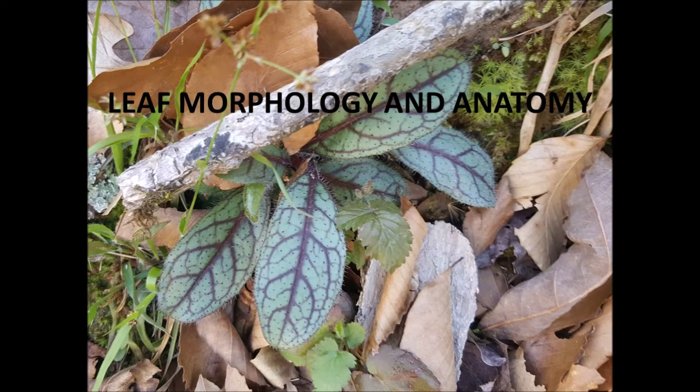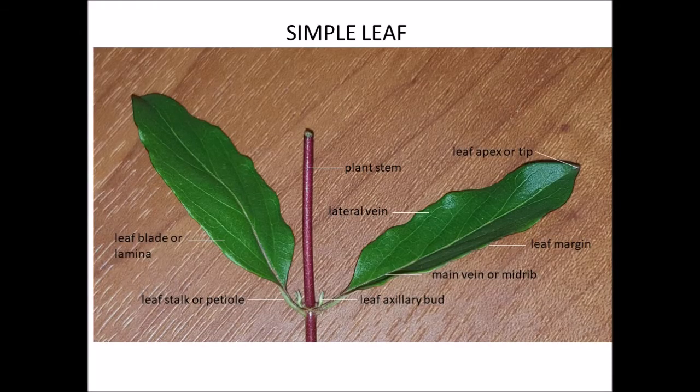We're going to look today at morphology, but also anatomy of leaves. Morphology is the external structure of the leaves, and anatomy is the internal structure of the leaf. So in other words, it's mechanics. There are two kinds of leaves. There are simple leaves and compound leaves. First, we're going to deal with the simple leaf structure.